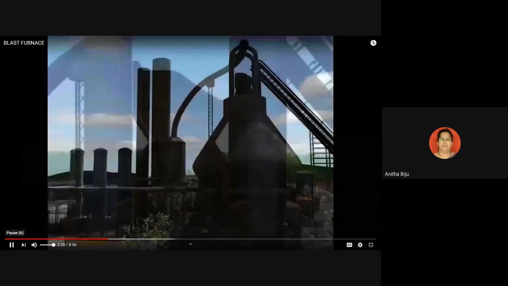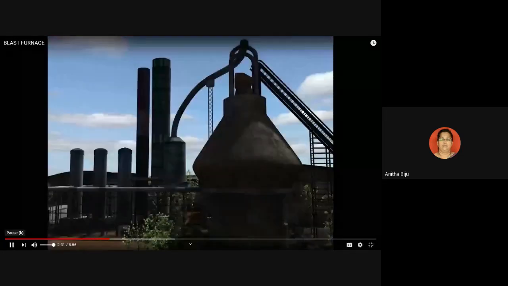The furnace has three outlets: an exhaust gas outlet at the top for the hot waste gases, and two outlets at the base for discharging molten metal and slag. The gas discharged from the gas outlet is passed through a dust catcher to remove suspended particles and then fed to the stoves to heat the air that is blown into the furnace. At the bottom of the furnace, there are two nozzles called tuyeres. This process is called blasting, and that is why the furnace is known as a blast furnace.